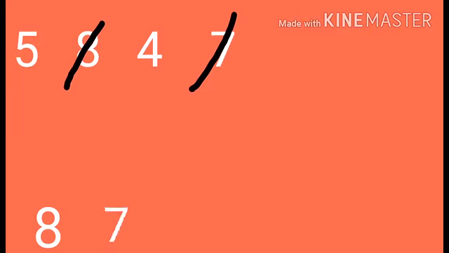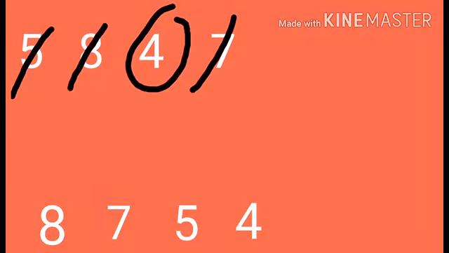Which number will be next? Which is the bigger number in 5 and 4? Yes, 5 is the bigger number. So we have to write here 5. Okay, now we have arranged the given numbers in descending order.